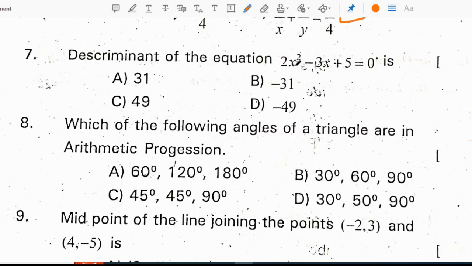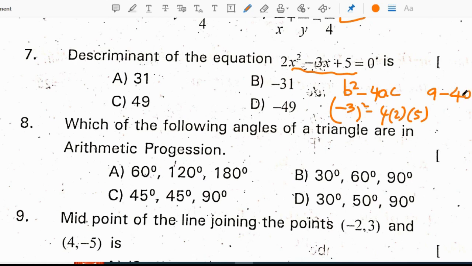Discriminant of the equation 2x square minus 3x plus 5 is equal to 0 is. So discriminant, we need to write this formula b square minus 4ac. So b is minus 3, a is 2 and c is a constant 5. So minus 3 square value will become plus 9, 4 2s are 8, 8 5s are 40. Clearly the answer is minus 31, which is option B.